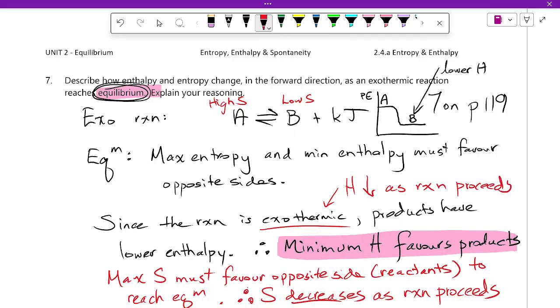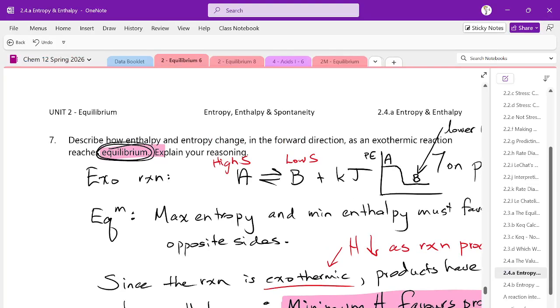Cool. Anything else? Yes. 104 and 105 on the review, yes.